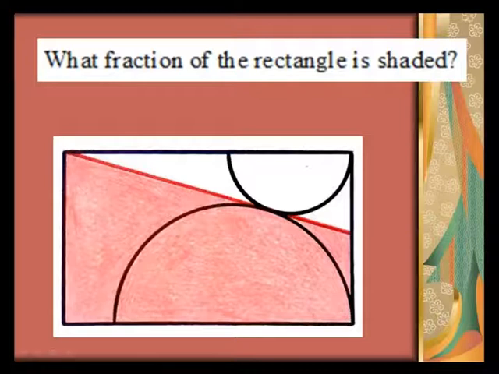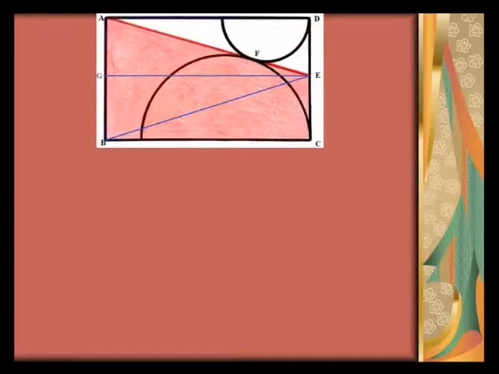See, two semicircles, a bigger and a smaller circle, are touching each other, whose diameters lie on the opposite sides of the rectangle, and one common tangent is there. So what about the ratio of the shaded portion to the area of the rectangle? Just simple.